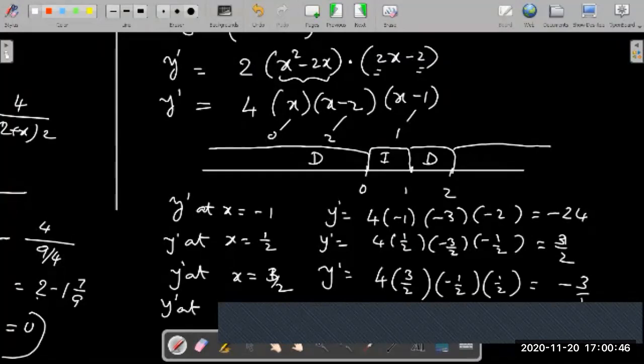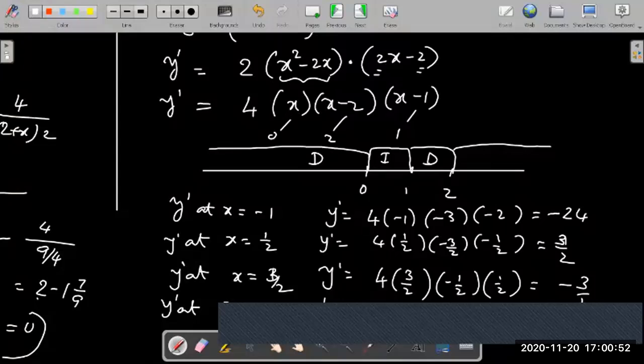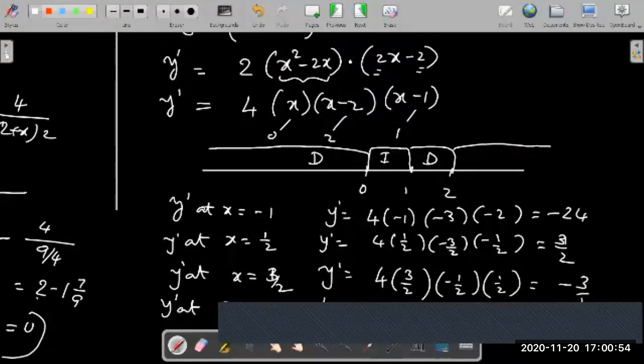y dash at x equal to 3, which is this region. So y dash is equal to 4 into 3, 3 minus 2, and 3 minus 1. So all positive. You'll get 12, 12 into 1 is 12, 12 into 2 is 24, positive 24. So this is positive, that means this is increasing. So this interval and this interval, two intervals are required.